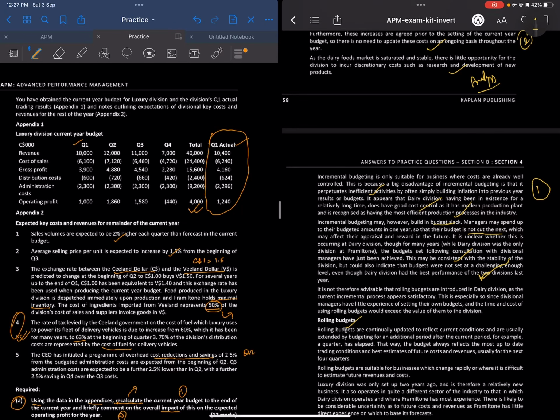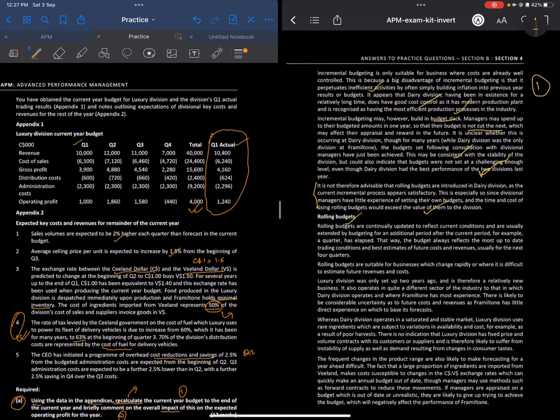So it's not therefore advised that rolling budgets be introduced in dairy division. So this is a conclusion. So this is especially so since divisional managers have little experience in setting their own budgets, and time and cost of using rolling budget would exceed the value to the division, okay? So they talked about managers' experience and everything as well, the cost and time associated with it, right? So that was very cleverly done, let's just say that, cleverly woven answer.